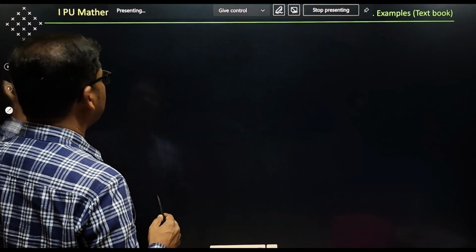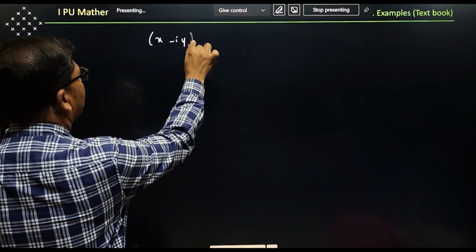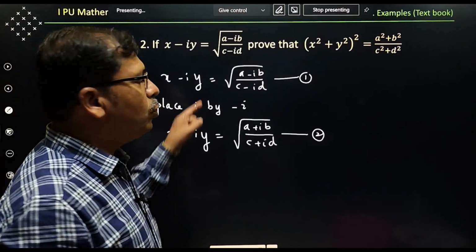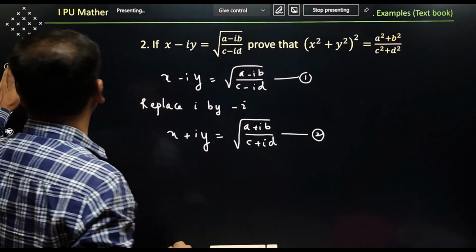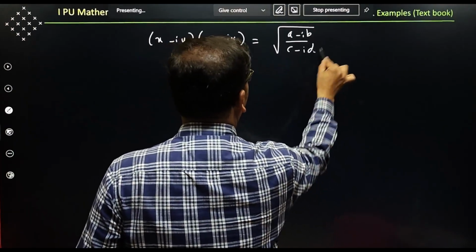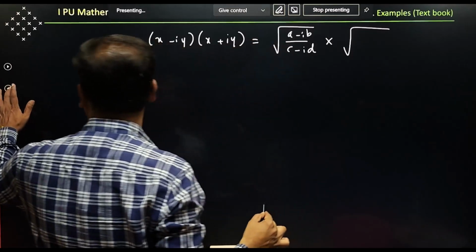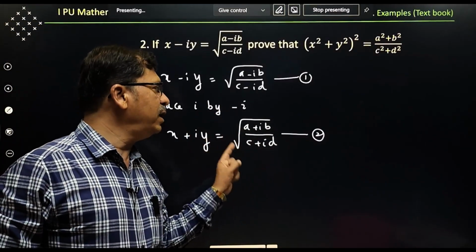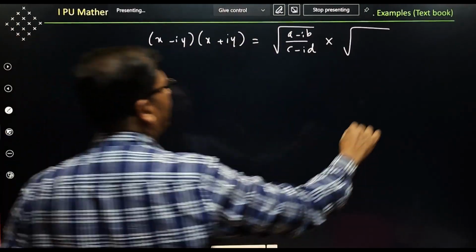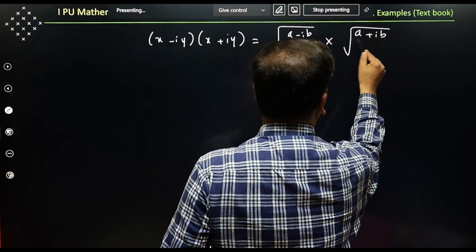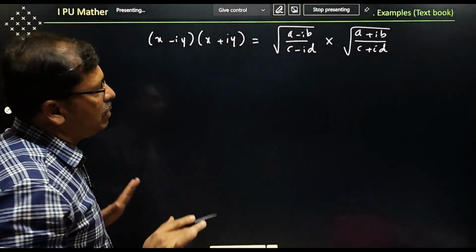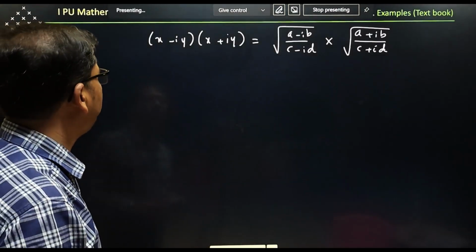x minus iy into x plus iy. This is equal to, see the left side, root of a minus ib divided by c minus id into under root. You see the second equation's right side, under root a plus ib divided by c plus id. Okay, now it is time to simplify. Nothing more needs to be done, only simplification.